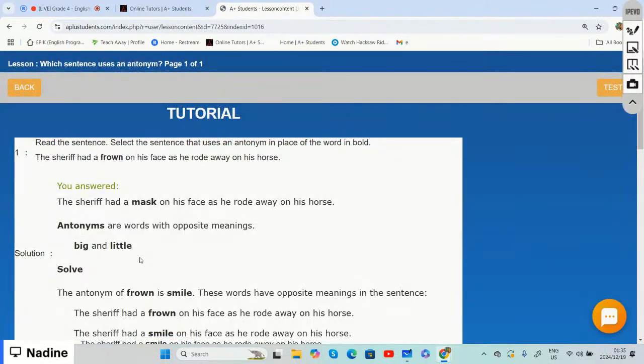All right, so we now need to say which sentence uses an antonym. So, which sentence uses an antonym? It says, the sheriff had a frown on his face as he rode away on his horse. So, frown. What is the opposite of frown?